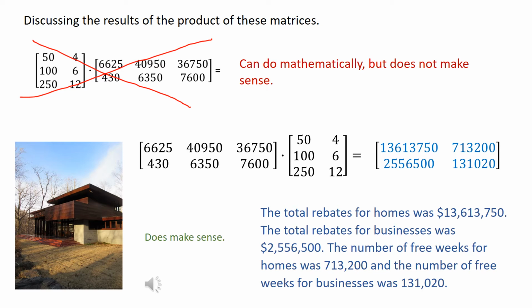So adding money to weeks of service and mixing up the homes and the businesses just would not make sense. However, if we multiply them in the order that we did, where we multiplied W plus E times R, that gave us something that made sense. We went across the homes and down the rebates for the homes. And then we went across the homes and down the weeks of service for the homes. Then we went across the businesses and down the rebates for the businesses, and across the businesses and down the weeks of service for the businesses. That ended up giving us something that made sense.